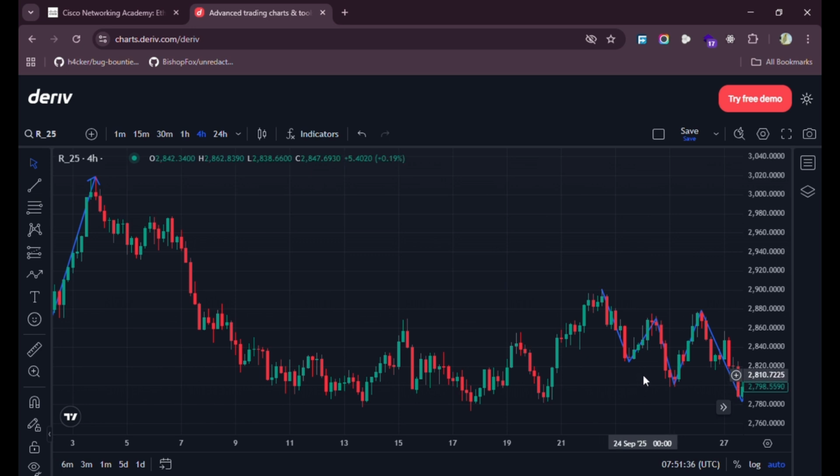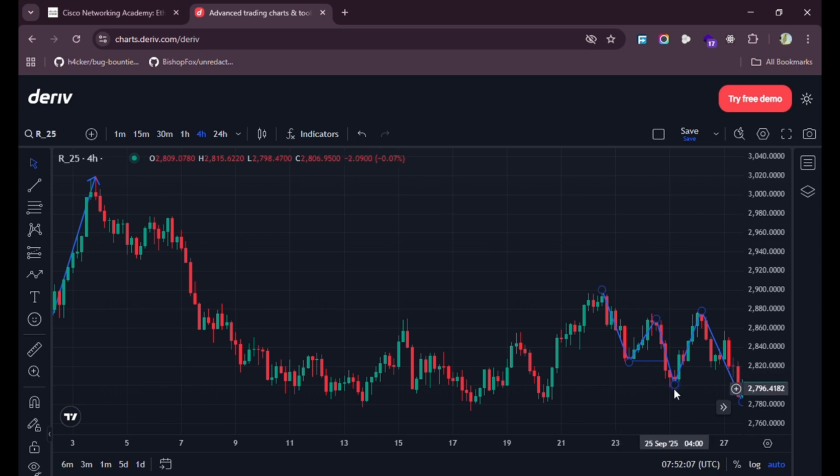A break of structure is simply this one. The market taking out the previous low. So this is what we call a break of structure. And mostly it is valid when the market takes out the previous low with a body. This one is what we call a break of structure.